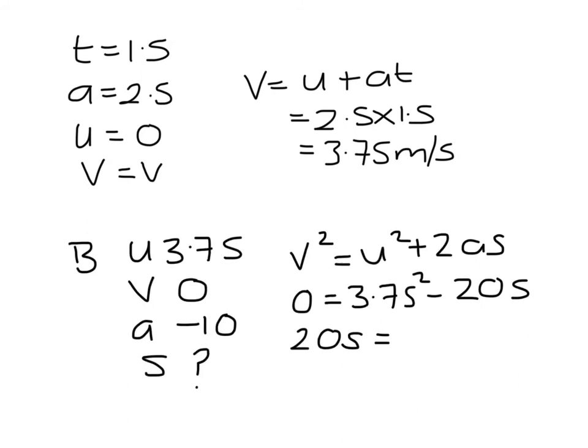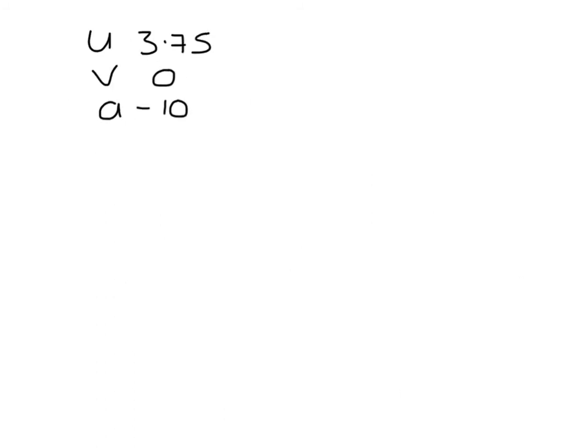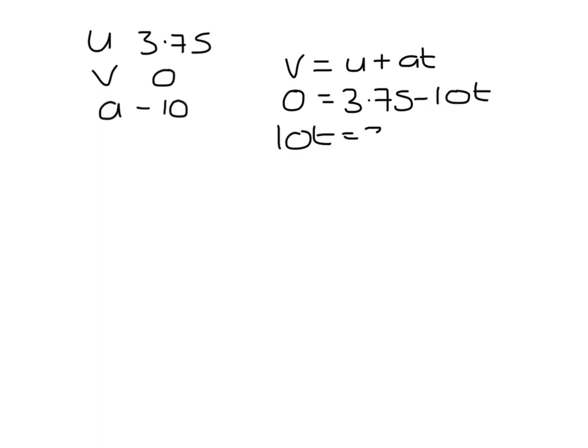20s equals 14.0625, so s will be found by dividing that by 20, and that gives us an answer of 0.703 meters. We want to work out how much time that B is rising for, so I'm going to use v equals u plus at. So 0 has to equal 3.75 minus 10t. 10t is 3.75, so t is 0.375.